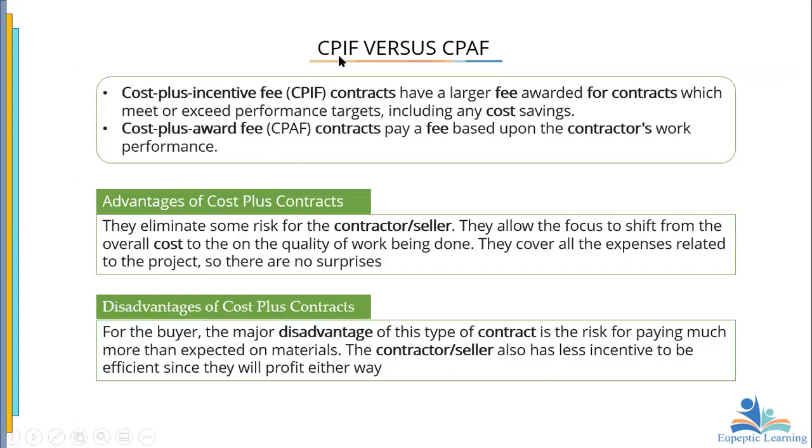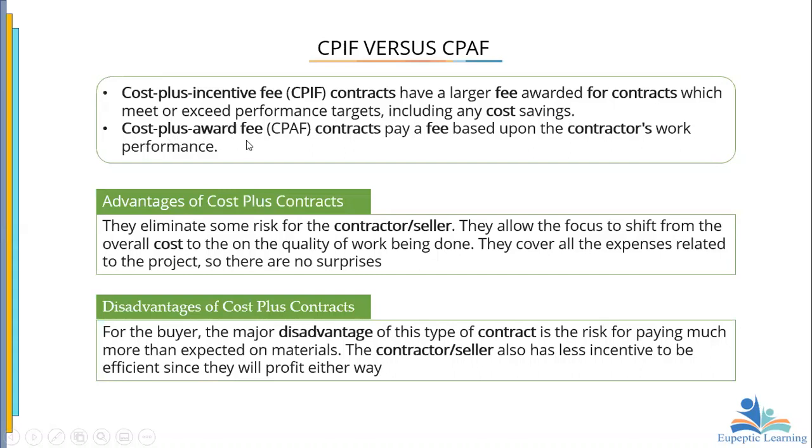Now, cost plus incentive fee versus cost plus award fee. What is the difference here? Cost plus incentive fee has a larger fee awarded for contracts which meet or exceed performance targets, including any cost savings. So here you would want to incentivize the contractor to cut down cost, and so you decide to give an incentive fee for completing the project at a particular cost.